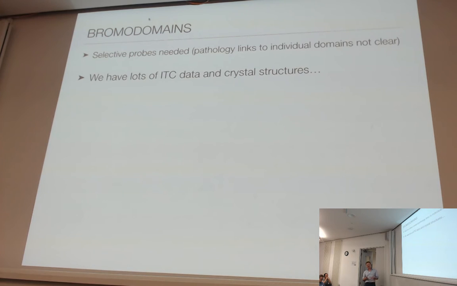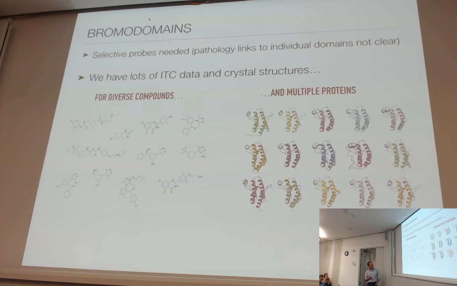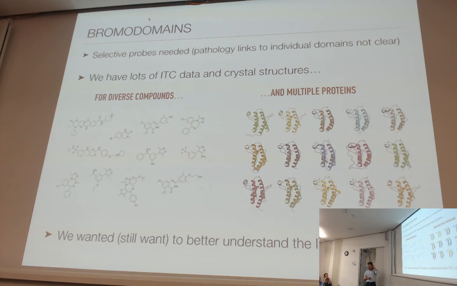We have lots of ITC data, isothermal titration calorimetry data, and crystal structures, mainly from the SGC, for both diverse series of compounds and for multiple proteins. Going back about 5 or 6 years ago, which is how we got interested in this, the SGC was rather interested in trying to understand the ITC data better, and to use it in a more prospective way, rather than in the retrospective fashion in which it normally gets used.